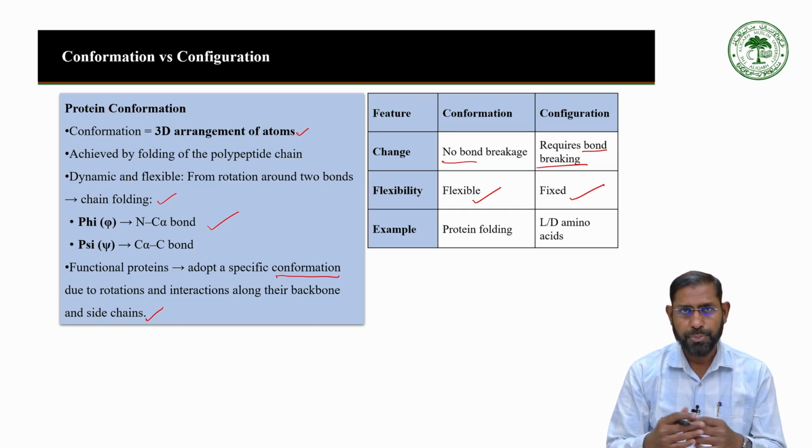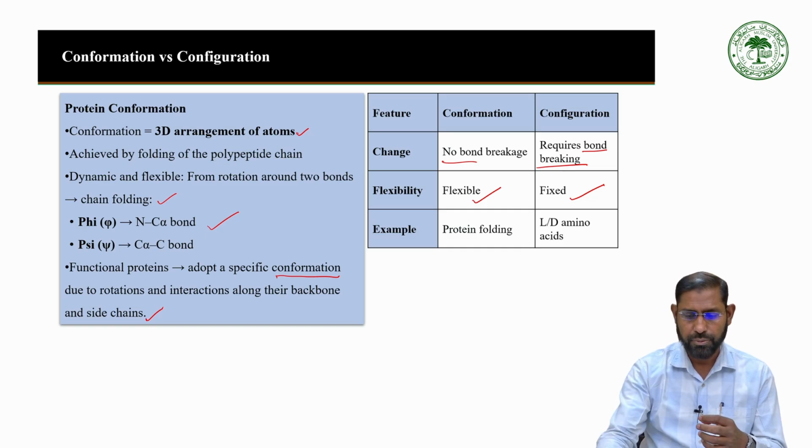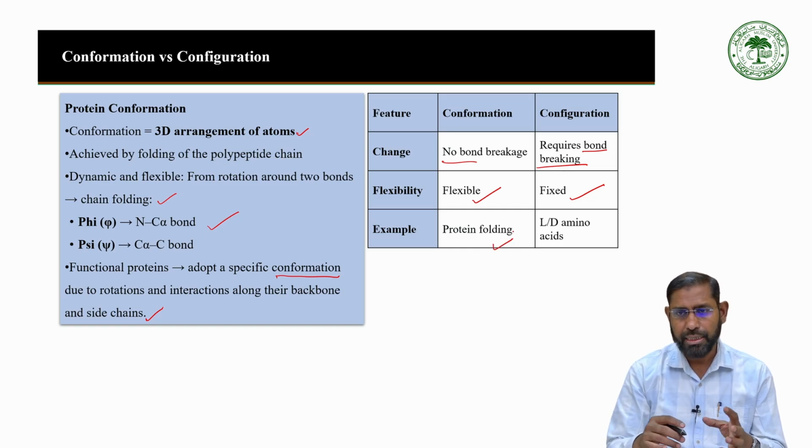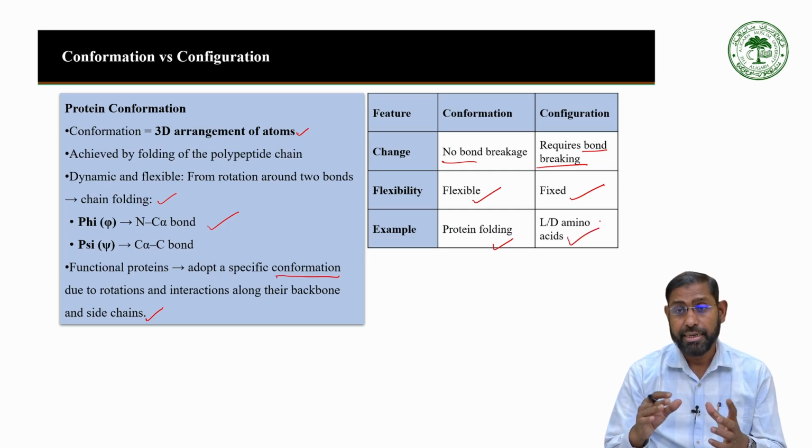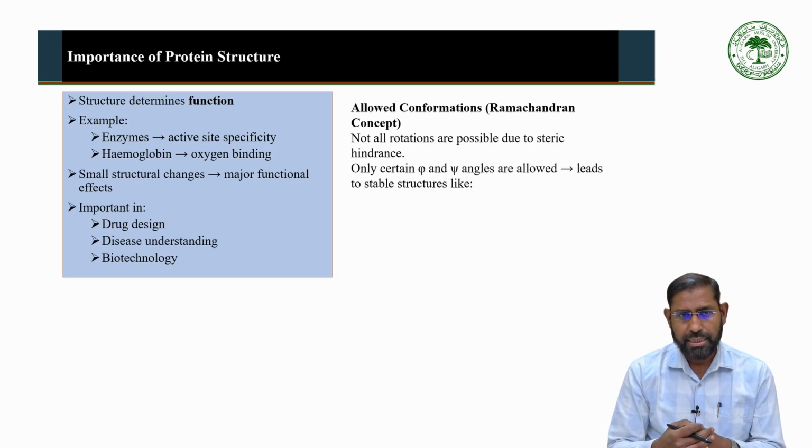Examples: protein folding is an example of conformation. But if an amino acid transitions between L and D, that is a kind of configuration change, and it is fixed, and it depends on the requirement of the bond making. Well said. Also mention structure determines the function, and the example is enzyme.